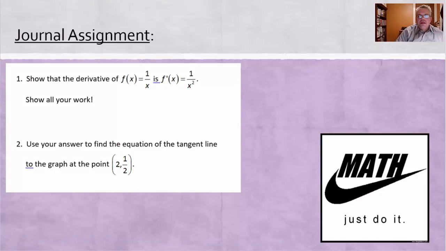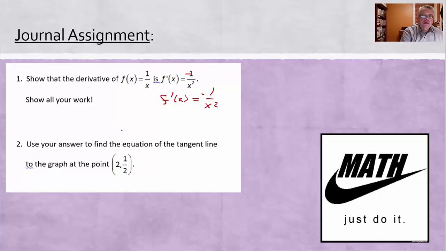Okay, time for the journal assignment. Now I got two things for you. First is, by doing the limit, show that the derivative of f of x equals 1 over x is f prime, show that the derivative of 1 over x is 1 over x squared. Actually, that should be -1 over x squared. So make sure you put a -1 there. Sorry, my bad. So show that f prime of x is -1 over x squared.